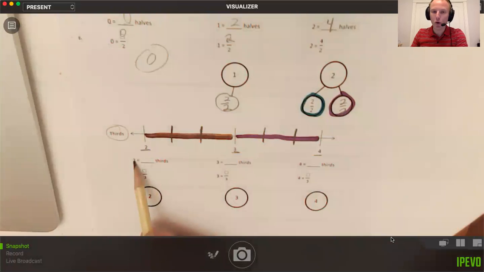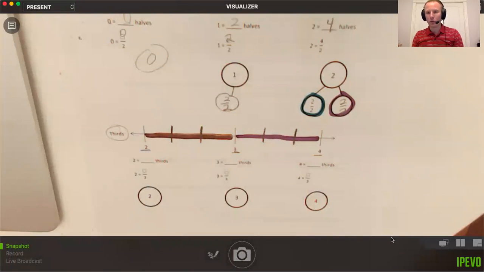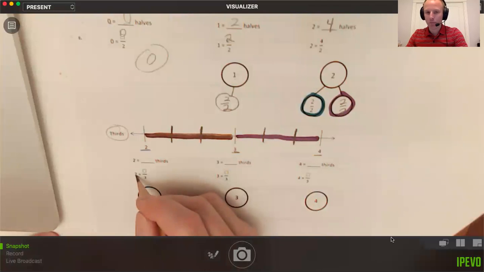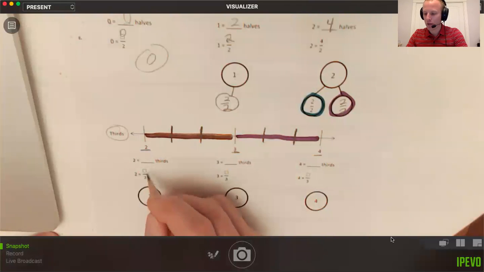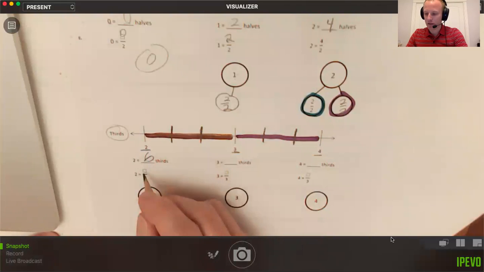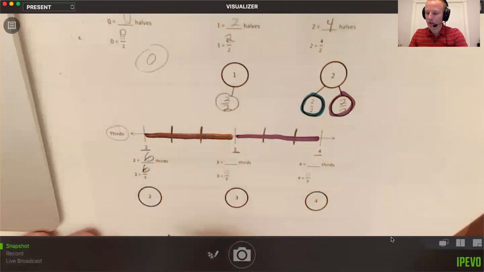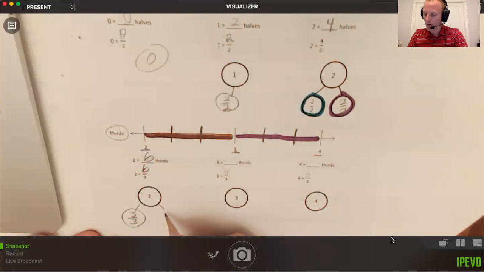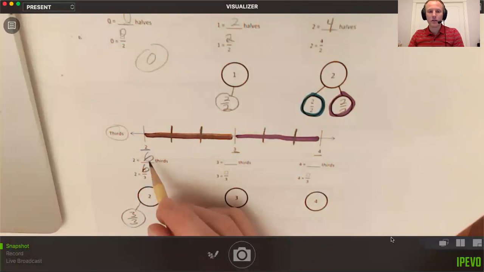So when I have 2 wholes, how many thirds do I have? Well, I remember that I can multiply my whole number times my denominator to get my numerator. So 2 times 3 is 6. So 6 thirds. Now 2 wholes, that's one whole is 3 thirds and another whole is 3 thirds. So I have 3 thirds here, 3 thirds there. That's a total of 6 thirds.